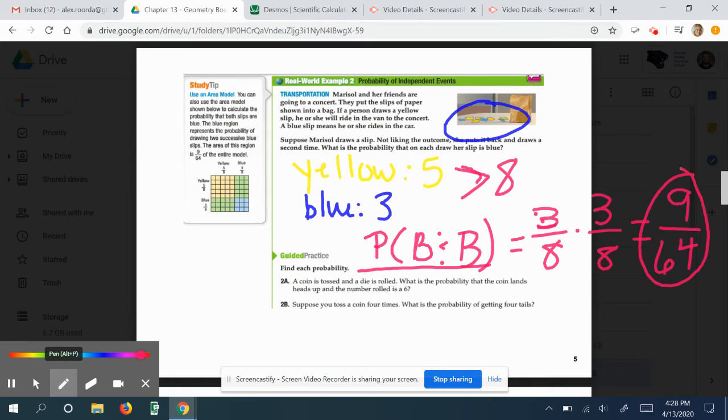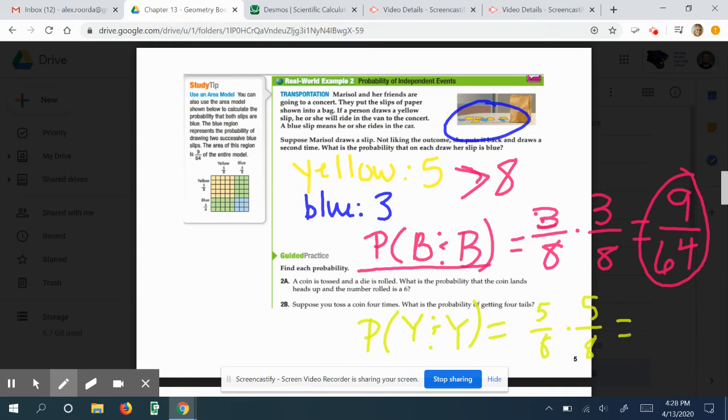Now, let's assume that they both were yellow, okay? Probability of yellow and yellow, right? And so when I do that, what I end up getting is, yellow and yellow would be 5 out of 8 times 5 out of 8. That's actually 25 out of 64. So that's an even better probability if we were looking at it to see them both being yellow, right? That's a greater chance of that happening.